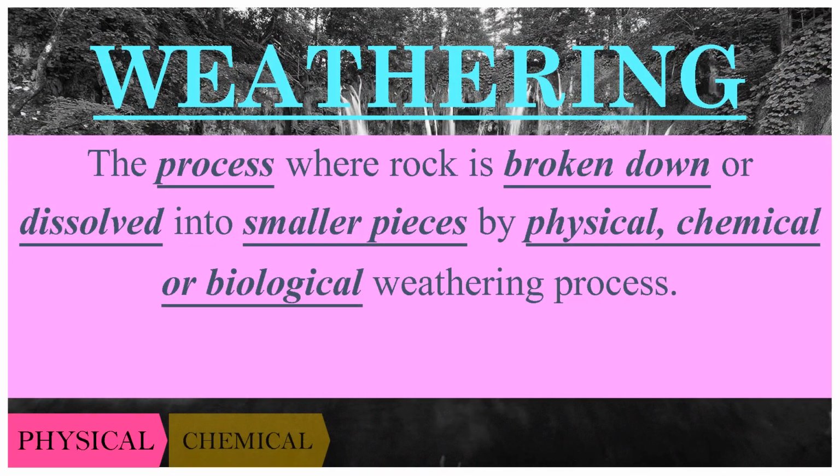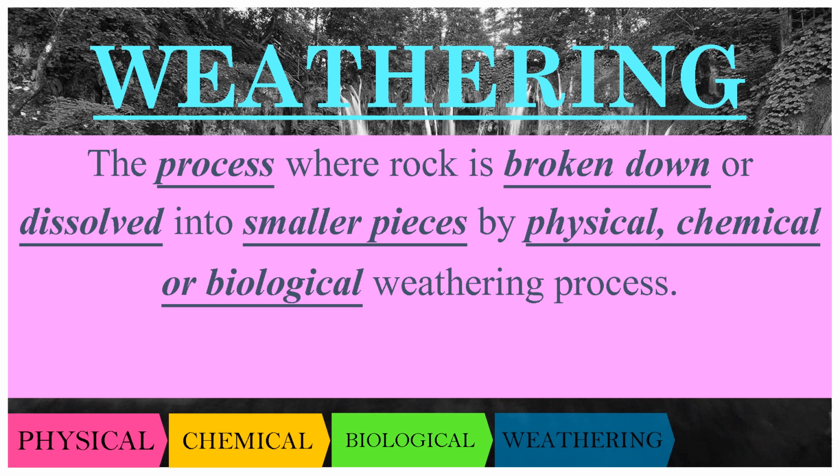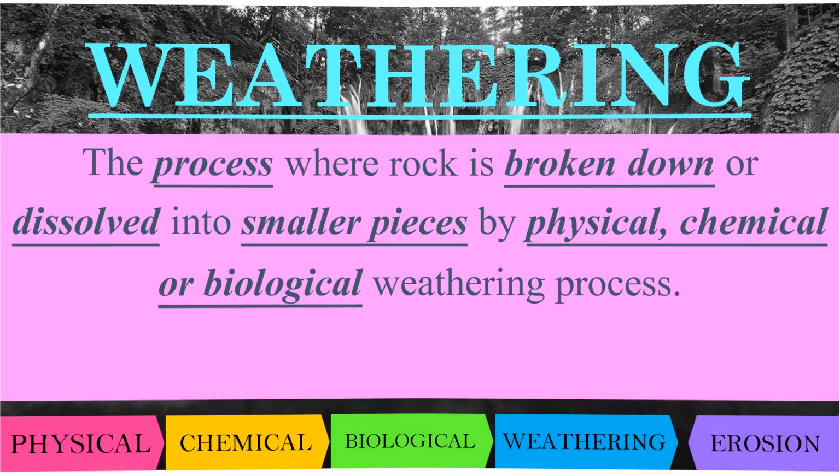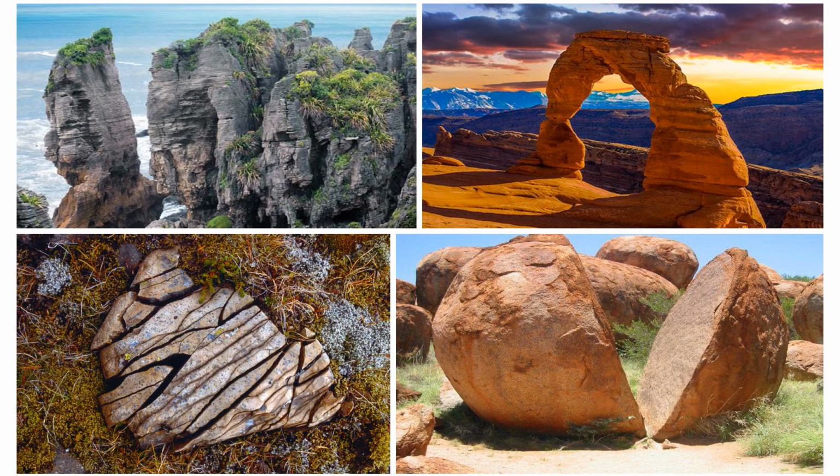One of the exogenic processes that are happening in the Earth's geosphere is called weathering. This is the process where rock is broken down or dissolved into smaller pieces by physical, chemical, or biological weathering processes. Just like what you can see here in this slide presentation, these are all products of weathering.